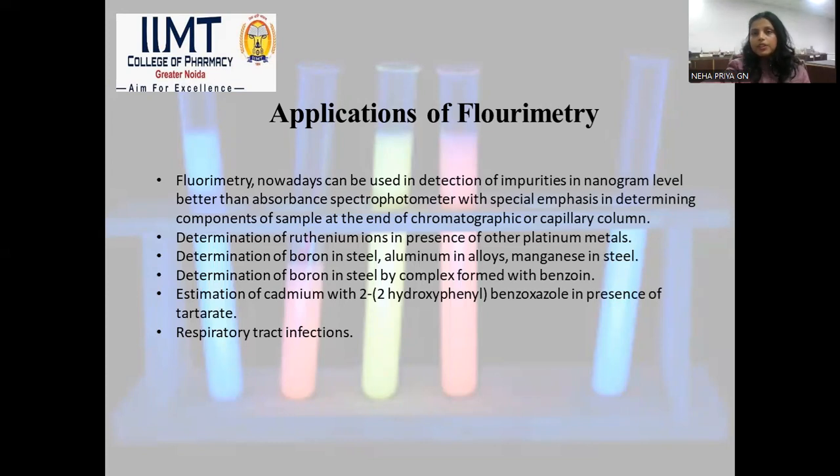When we cover this whole topic, it has been used in respiratory tract infections and other things also. So these are all the applications involved in fluorimetry.